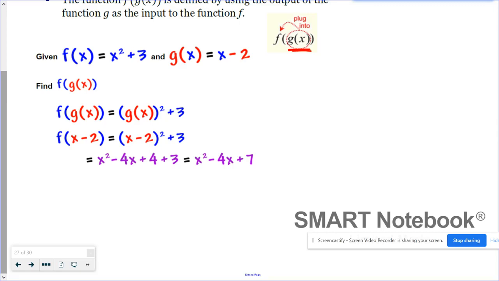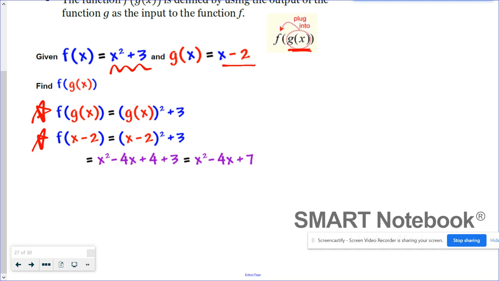So we want to find f of g of x. So notice here, the first thing they did is they substituted the function notation in. So they're saying f of g of x. So notice, here's the function f of x. It's x squared plus 3. And the first thing they did is they rewrote it using the function notation g of x. And then in this step, they substituted that g of x is x minus 2. That's what they substituted in.